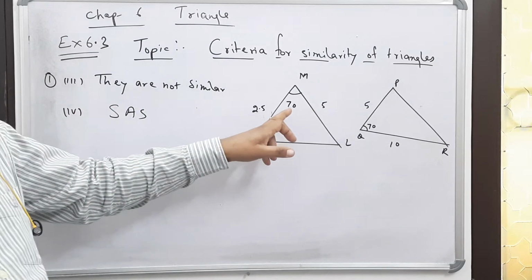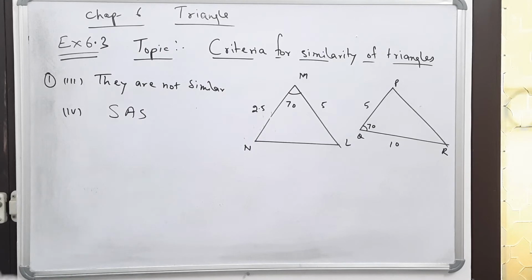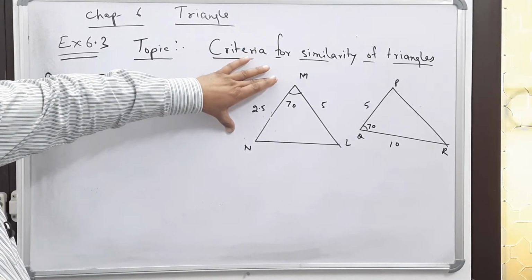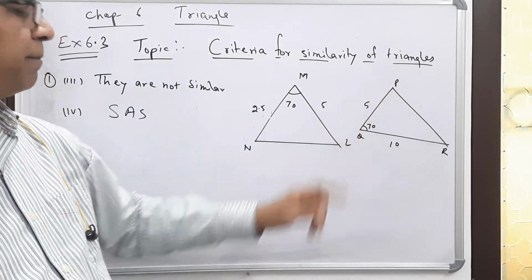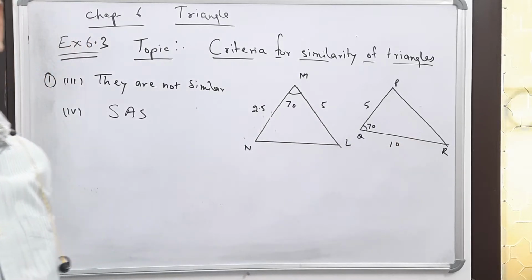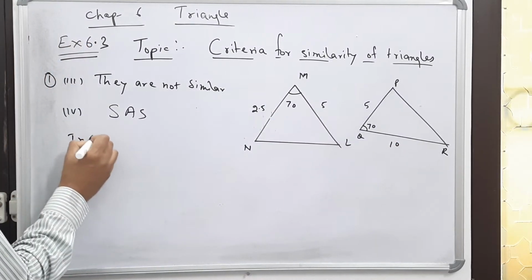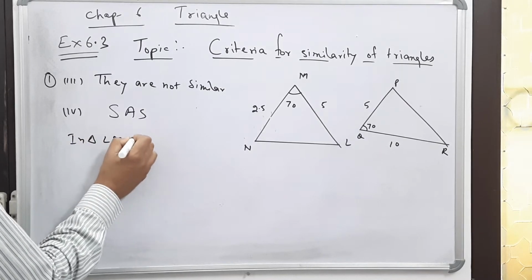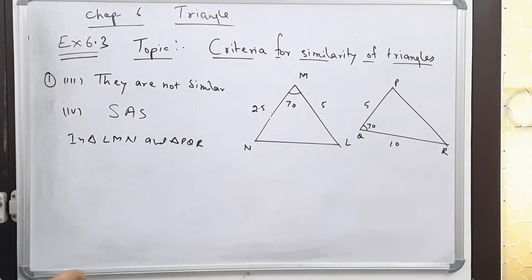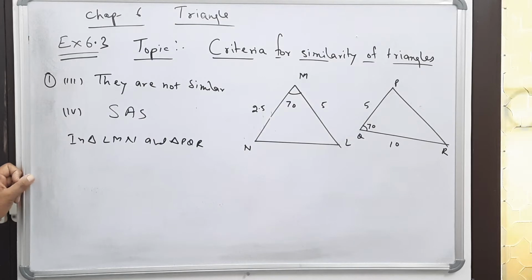You see here, this angle is 70 degrees, this angle is 70 degrees. So these are corresponding angles. The second is this MN, and here it is PQ. These are proportional and MN is proportional to QR. So here we write it systematically in triangle LMN and triangle PQR. You can write PQR here, LMN here. There is no problem.